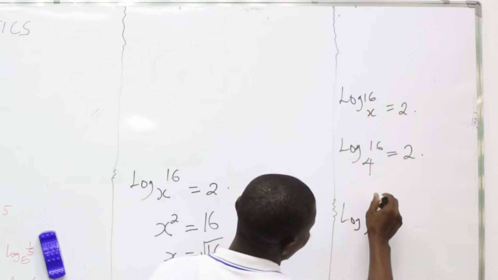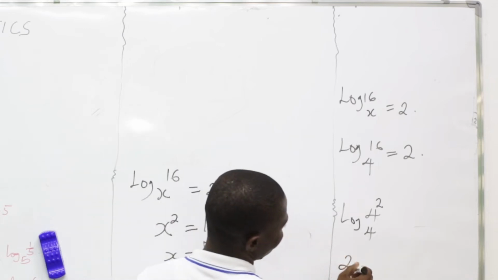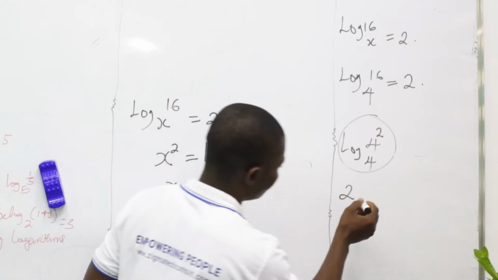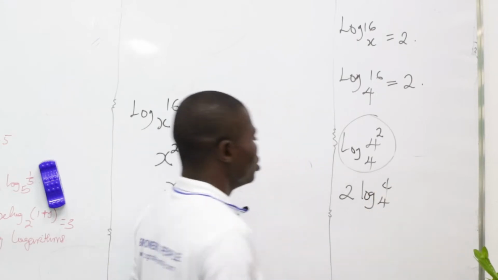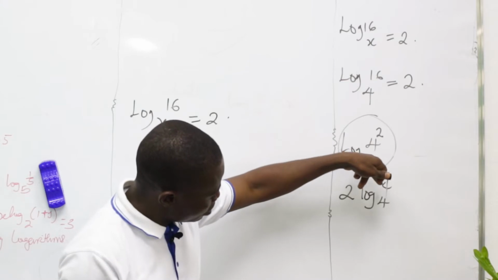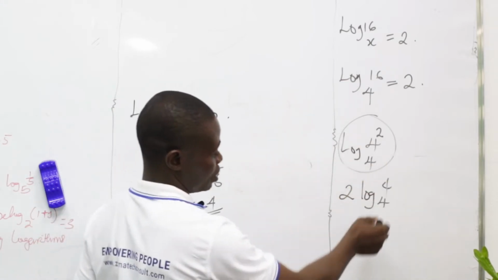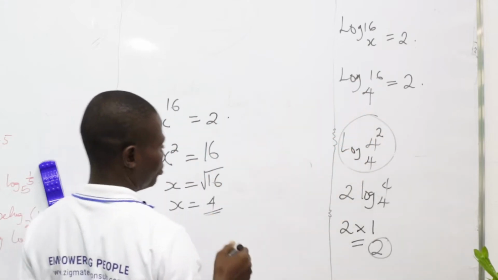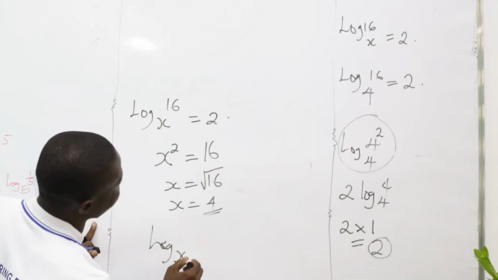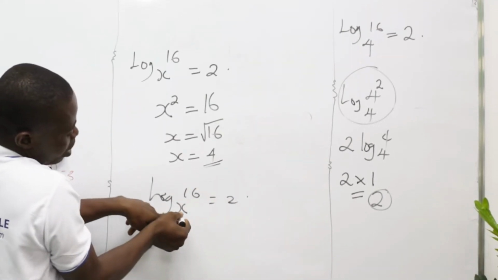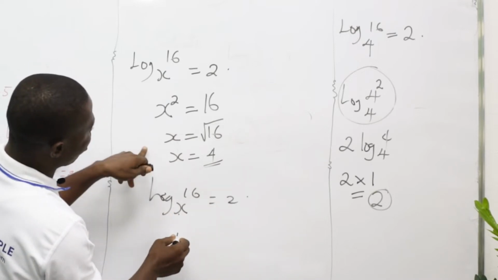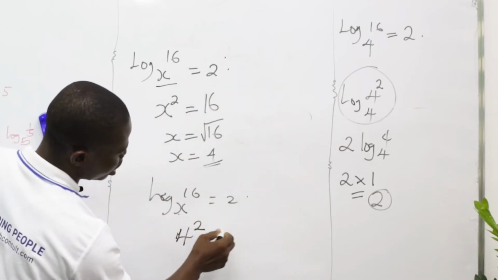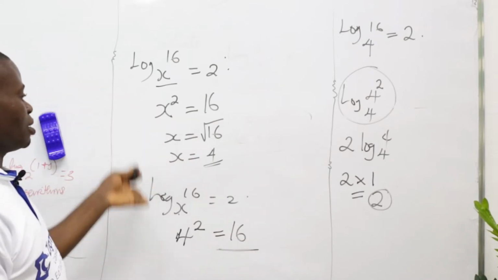16 can be written as 4 power 2, meaning according to the power law, though we are not relying on these laws now, this is just the normal log, the foundational part of it. Whenever log has a number equal to the base, the value is 1, meaning 2 multiplied by 1 equals 2. Now, the argument here is log 16 base x equals 2. What is our x? It's 4. Meaning, recall that the base will raise the one here, so 4 raised to 2 equals 16. So the answer is correct.